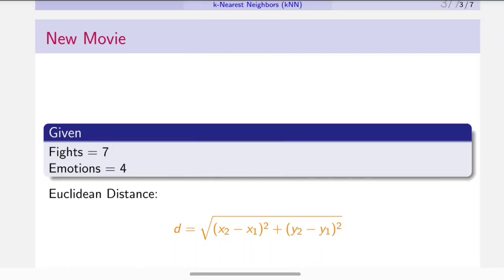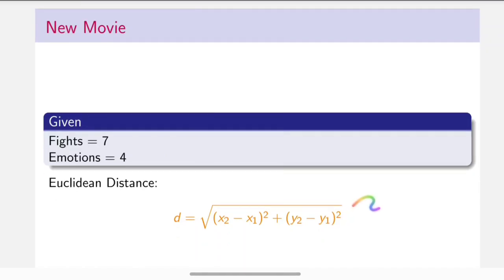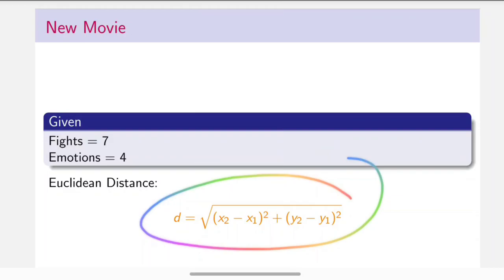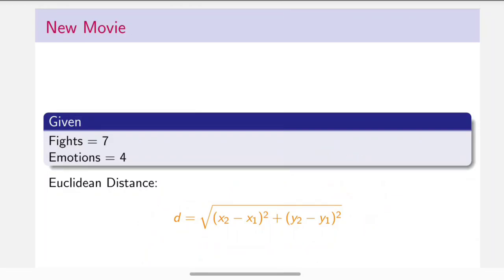To measure similarity, we use Euclidean distance. This is the formula for the Euclidean distance. Distance tells us how close two movies are. A smaller distance means more similar. If the distance is far, the movies will not be similar. Here x represents the fight scenes and y represents the emotional scenes. Those are the variables you need to remember.